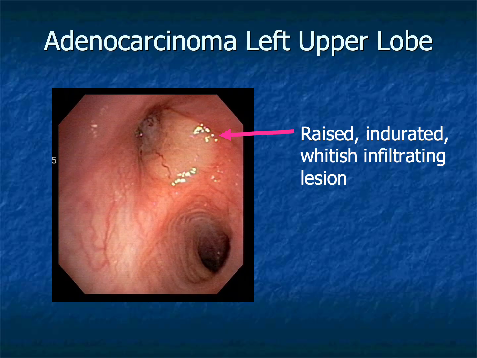This example demonstrates an infiltrating adenocarcinoma involving the left upper lobe bronchus. Bronchoscopically, the lesion appears raised, indurated, and abnormal in color and texture. Infiltrative lesions may be more subtle than exophytic tumors and require careful inspection to recognize.